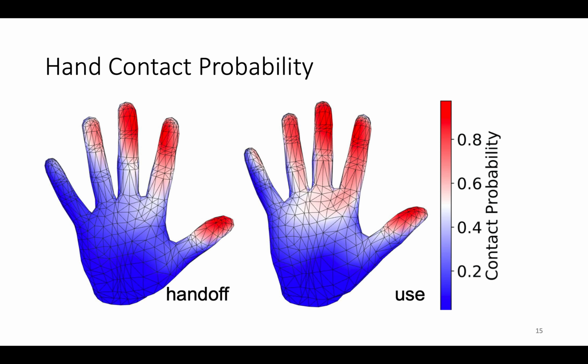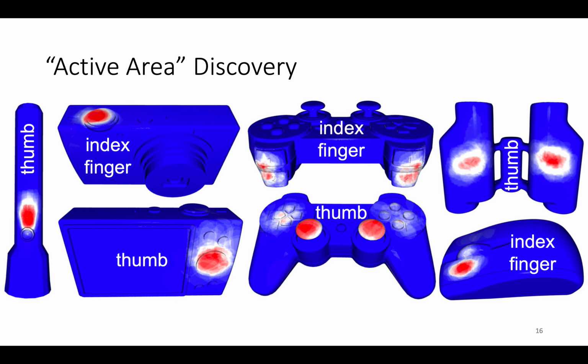Contact is concentrated at the thumb and index finger for handoff, whereas it is more spread out for use. We also discovered active areas on objects by integrating the probability of being contacted by a specific part of the hand over the entire dataset.